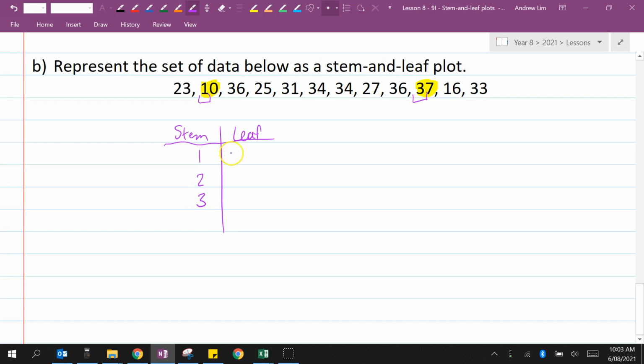Okay, so the smallest is 10, so put a 0. Then the next smallest is a 6. Alright, there's no others in the 10s. Let's look at the 20s. Looks like the smallest is 23. And then 25. And 27. Alright, let's look at the 30s. 31. Then 33. Then 34 and 34. And then 36 and 36.